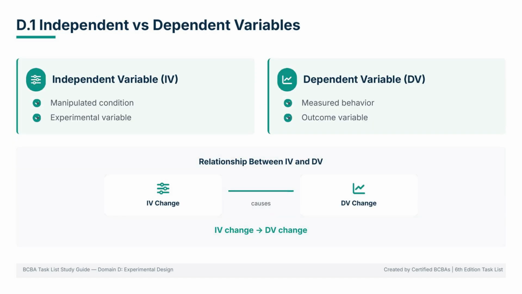Let's start with the foundation, independent and dependent variables. The independent variable, or IV, is what you manipulate. It is the treatment, the condition, or the intervention. The dependent variable, or DV, is what you measure. It's the behavior, the outcome, the response. Here's the key relationship. When the IV changes, the DV should change. If you cannot clearly identify what is being manipulated and what is being measured, then you do not have an experiment. You have a description. The exam tests this constantly.